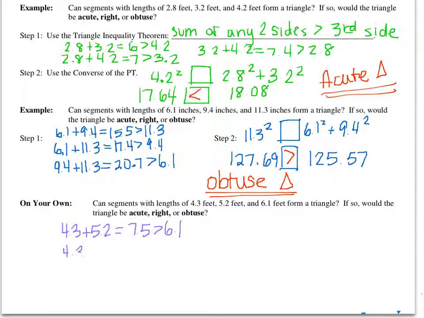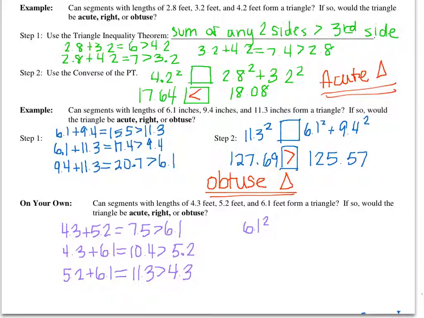The next sides are 4.3 plus 6.1. If you add them, you get 10.4, which is greater than 5.2. Our third pair would be 5.2 plus 6.1, and if you add those together, you get 11.3, and that is definitely greater than 4.3. So yes, this can form a triangle. Our second step is to set it up with our longest side first. So we're going to do 6.1 squared, and we're looking for what's the sign is what then? 4.3 squared plus 5.2 squared.